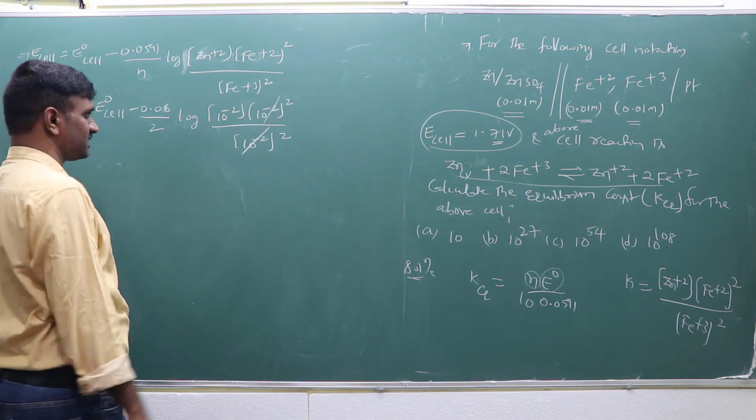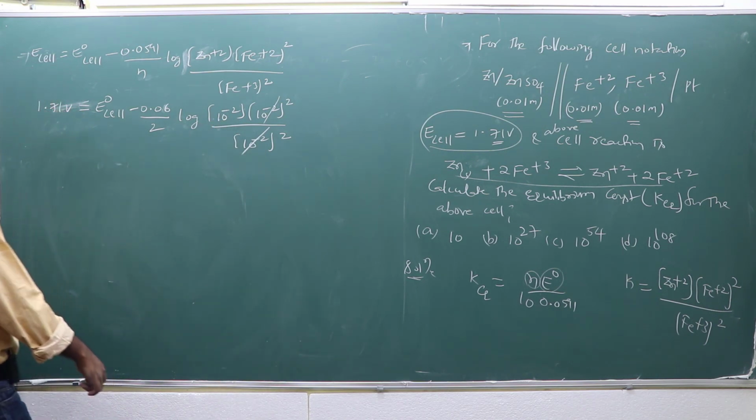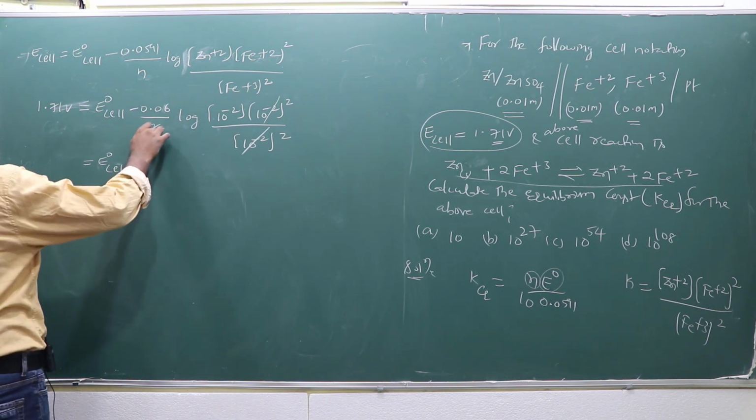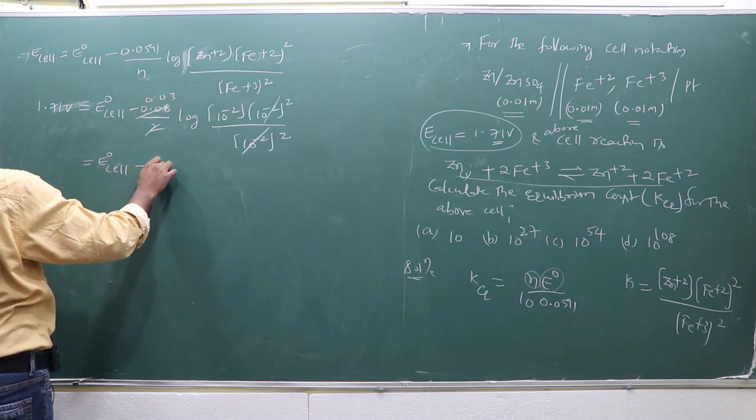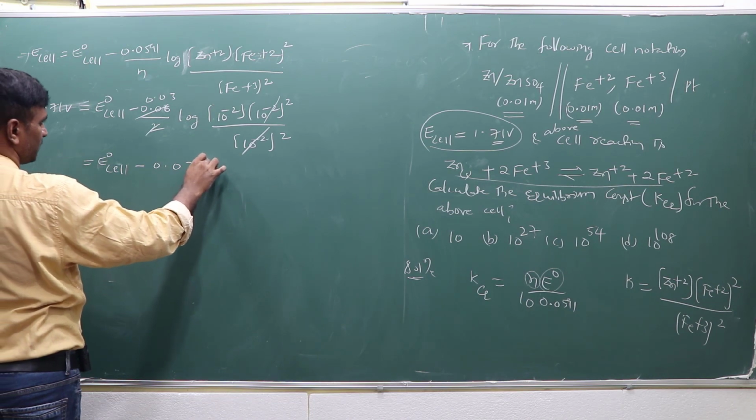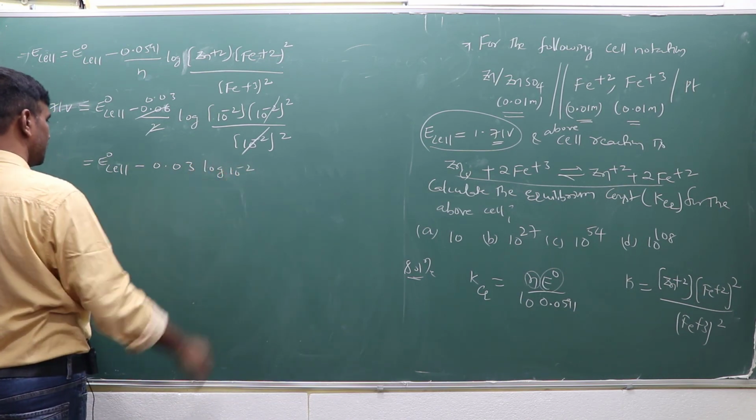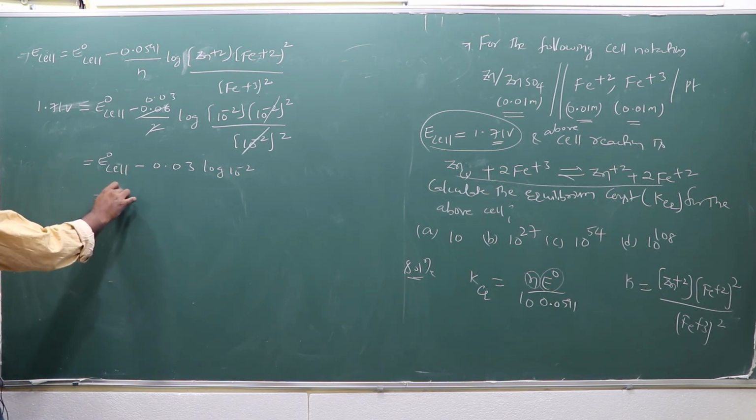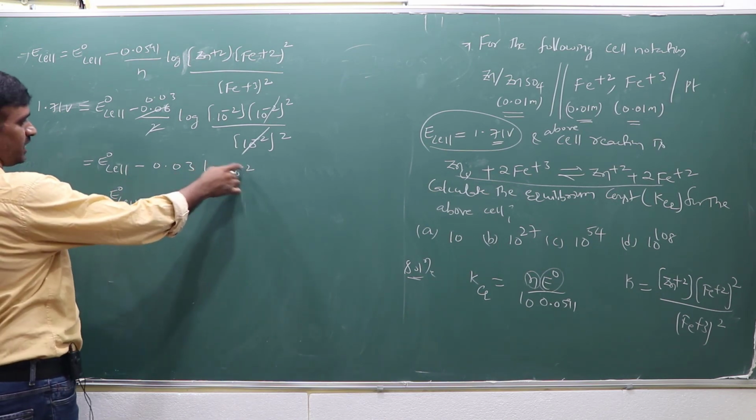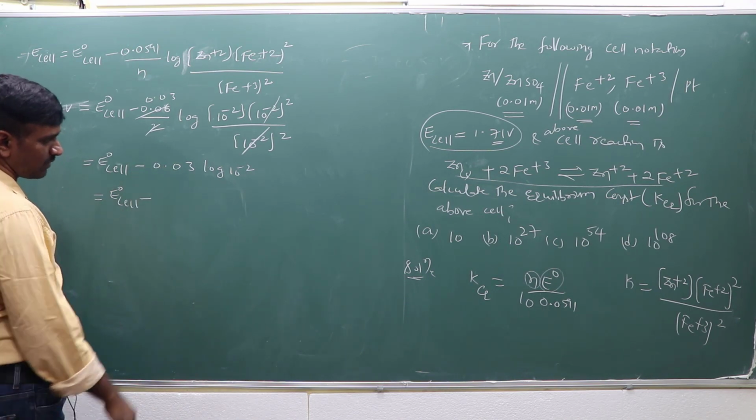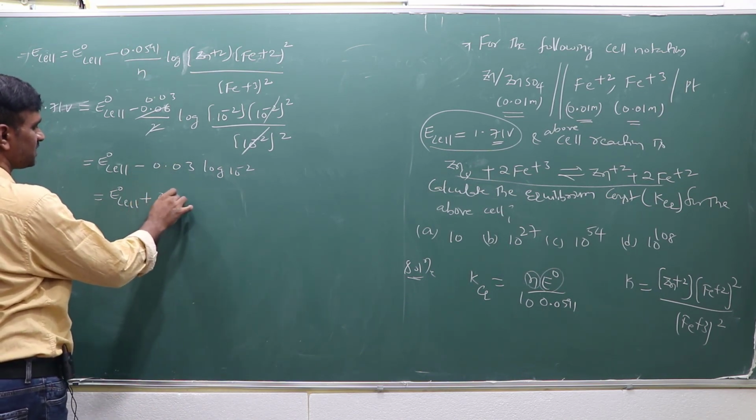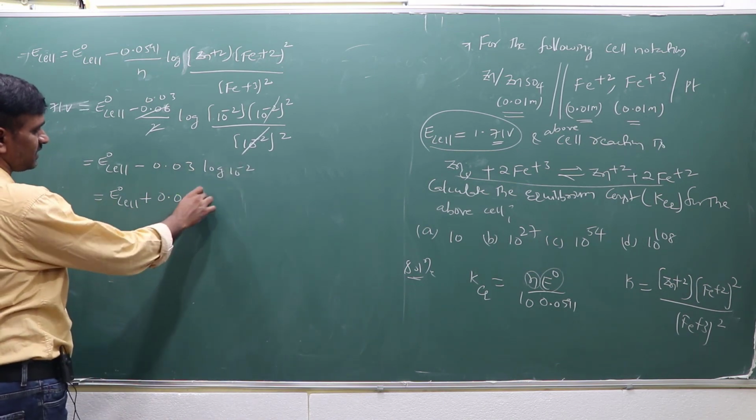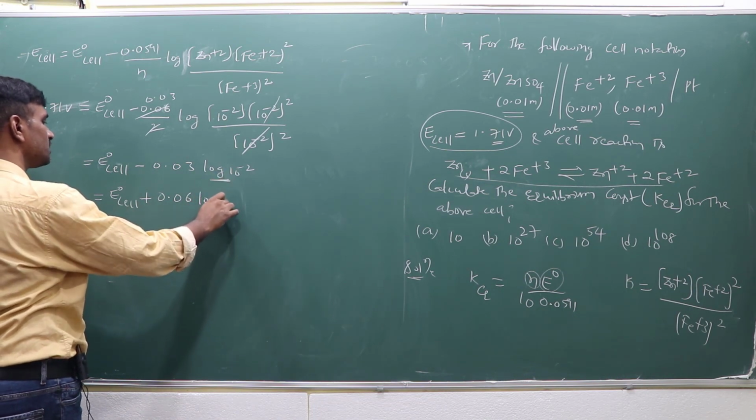So the cancellation takes place. What will be left? 10 to the power of minus 2. That is equal to E0 cell, 0.03 into log 10 to the power of minus 2. This minus 2 comes to this position, since log m to the power of n is n log m. So you can write it as plus 0.03 into 2, 0.06 into log 10. Log 10 value is how much? 1.